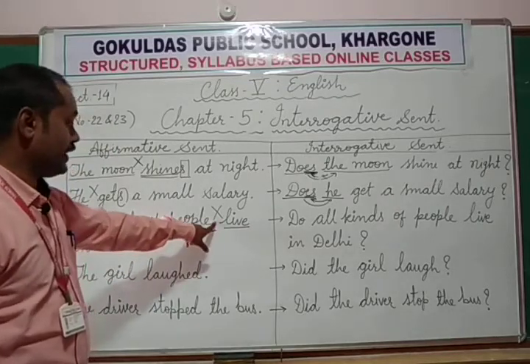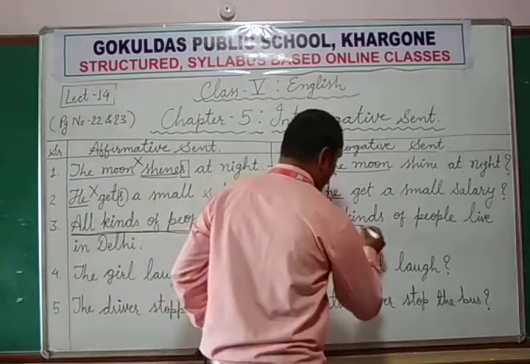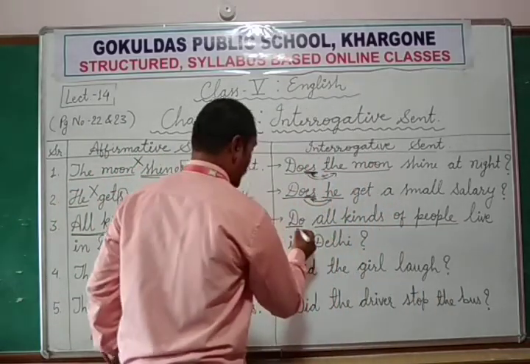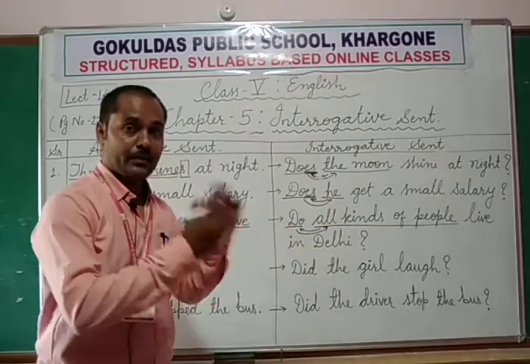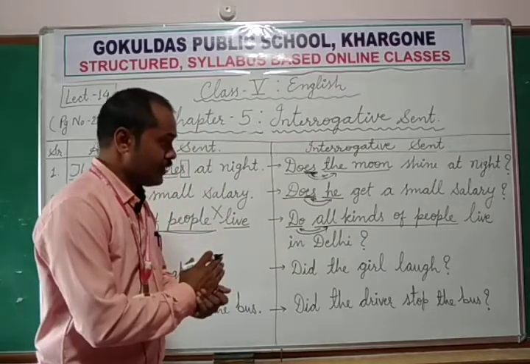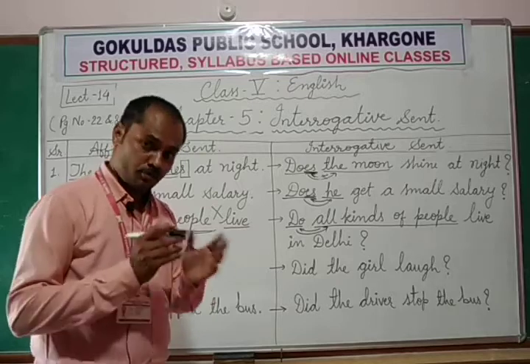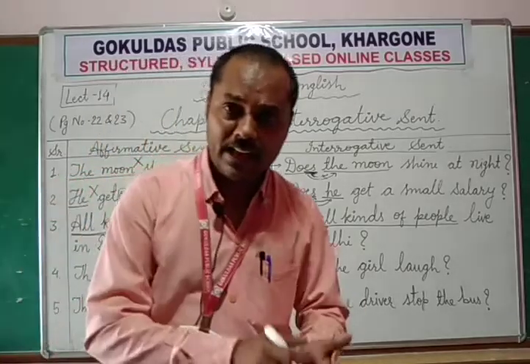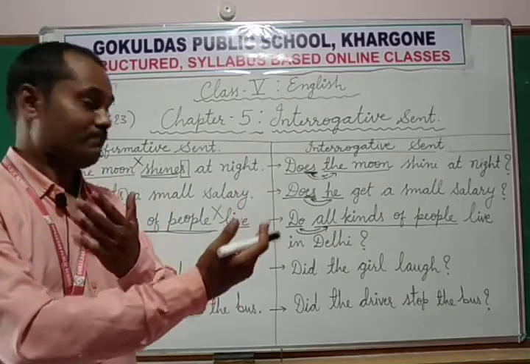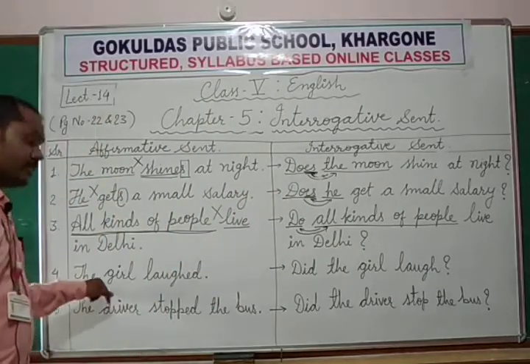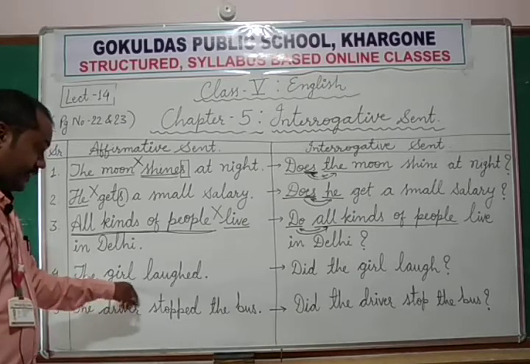Now we assume that the helping verb is do here. Do, all kinds of people. Now we exchange the subject and helping verb. Do all kinds of people live in Delhi? That is the question. Do all kinds of people live in Delhi? Exchange of helping verb and subject. Same way in sentence number 4. The girl laughed.